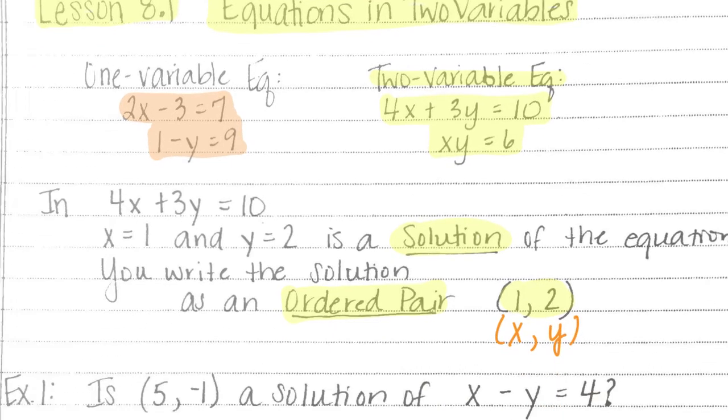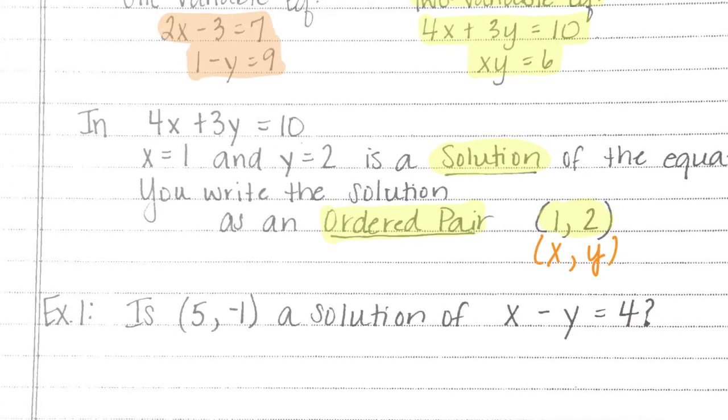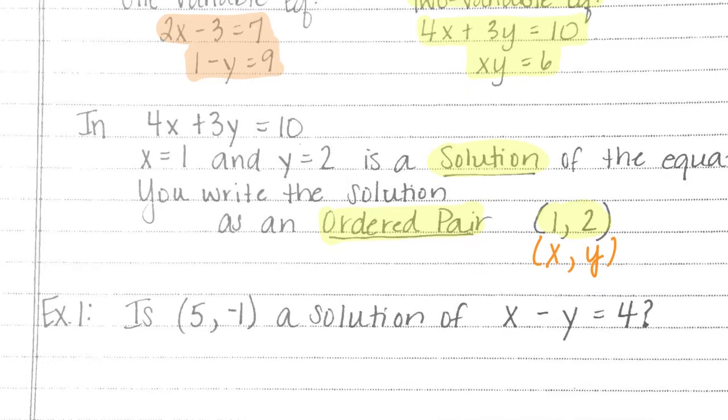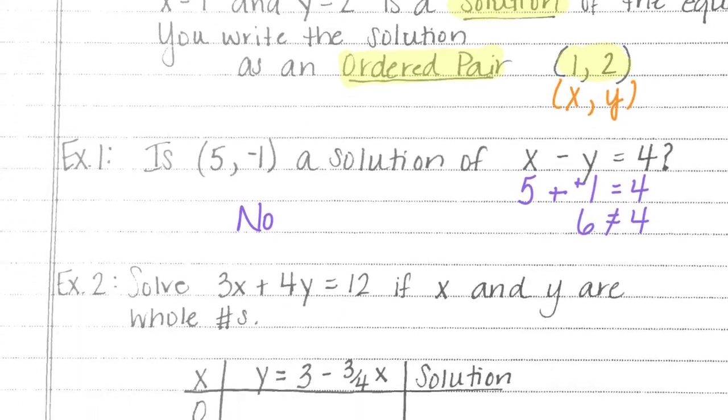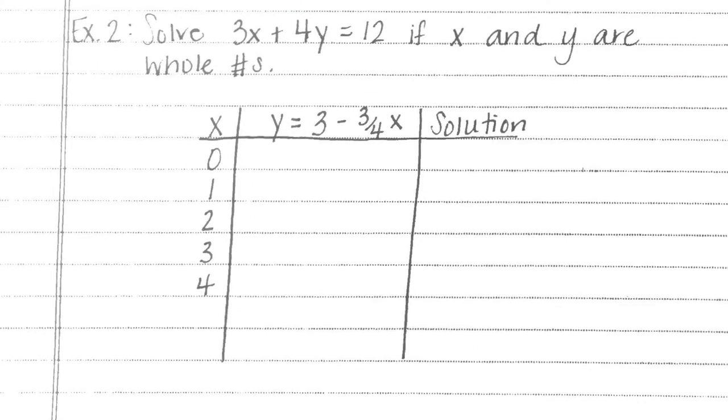So we're moving on in Algebra 1, seeing if we can do this. Is 5, negative 1 a solution of x minus y equals 4? So I'm going to put the 5 in for the x, minus negative 1, is that equal to 4? No, 6 does not equal 4. So we would say no, this is not a solution.